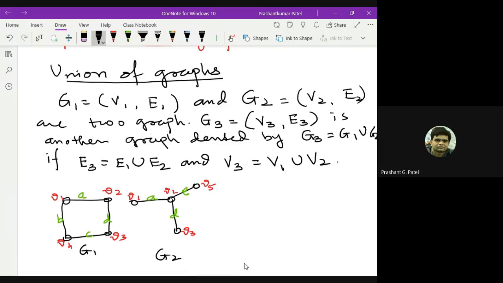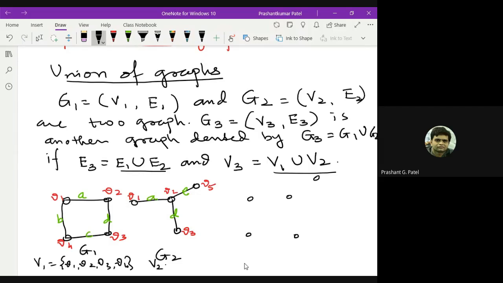Now what will be the union of these two? According to this, the edge set is a union and the vertex set will be a union. There are 4 vertices here and 4 vertices here. So altogether there will be 5 vertices, that is a union, because V1 contains V1, V2, V3, V4.